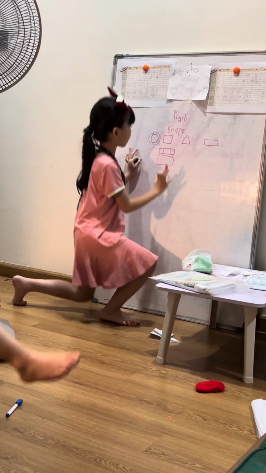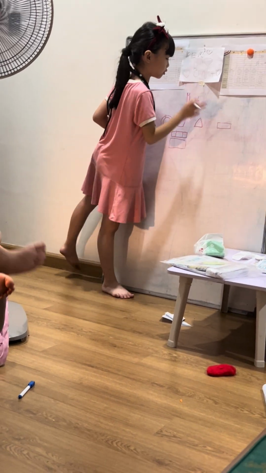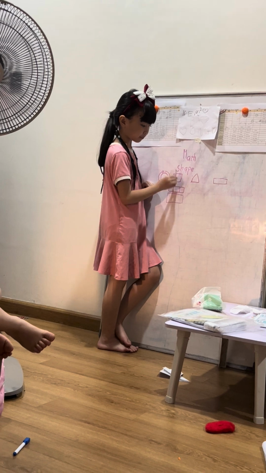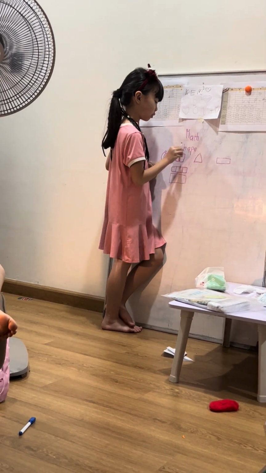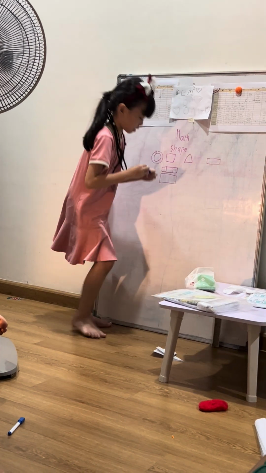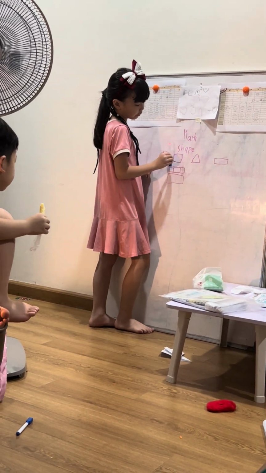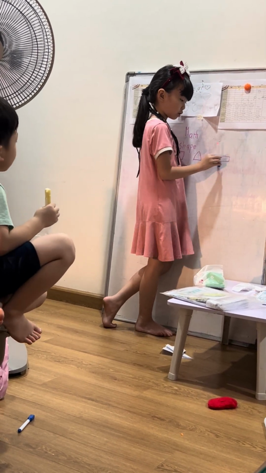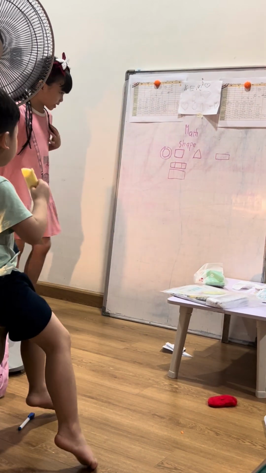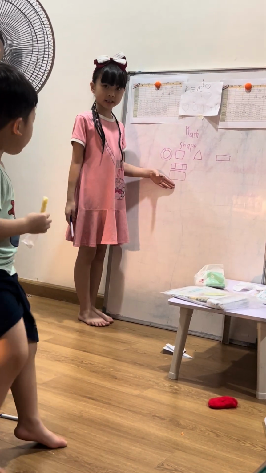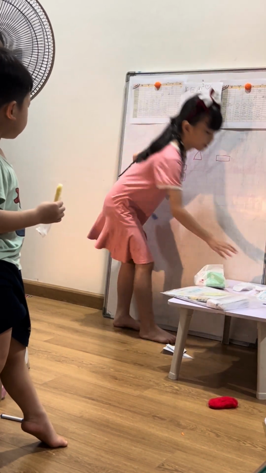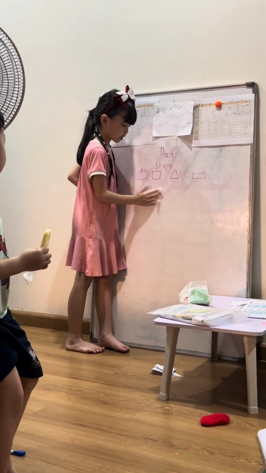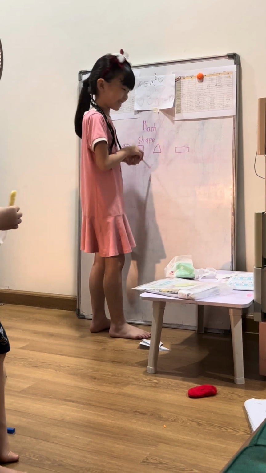The square has four sides. The rectangle has four sides too. But the square has four equal sides. The rectangle does not have four equal sides like the square. The rectangle has two equal sides and two other equal sides. So is this a square? No. This is a rectangle. So we learned about the rectangle yesterday.